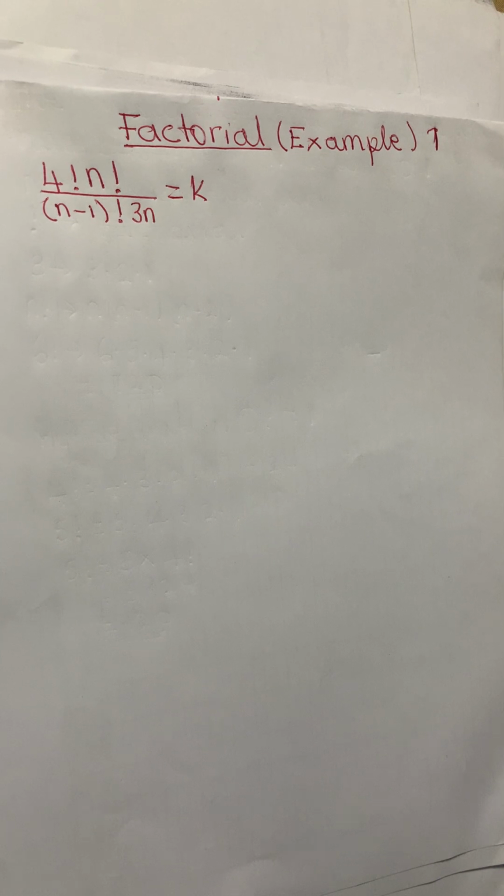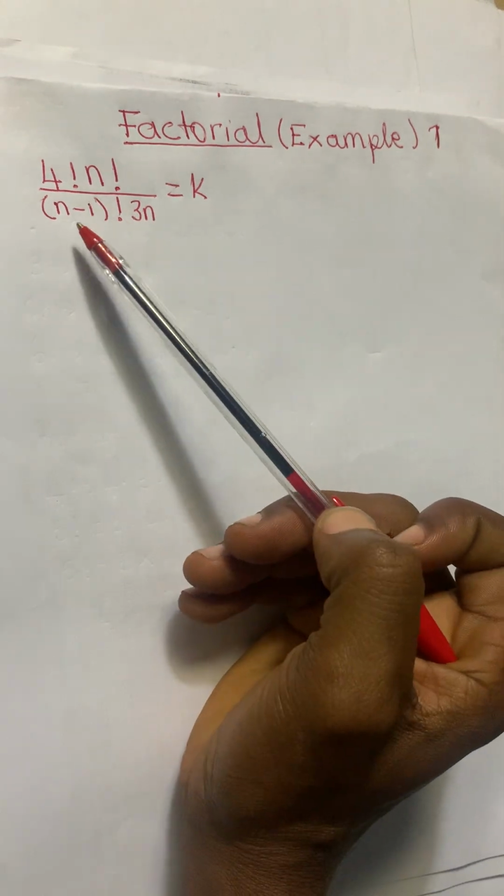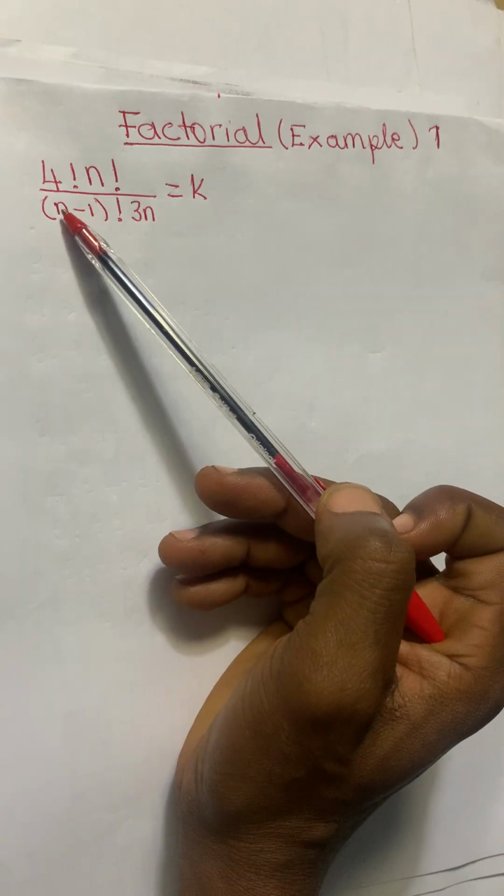Now here, we are given 4 factorial times n factorial over (n minus 1) factorial, multiplying 3n, is equal to k. Now, we just need to remember our concept of factorial. We learned that it is a product of all positive whole numbers from n, a given number, down to 1. But when you study this question carefully, we have a denominator here, which is (n minus 1) factorial.